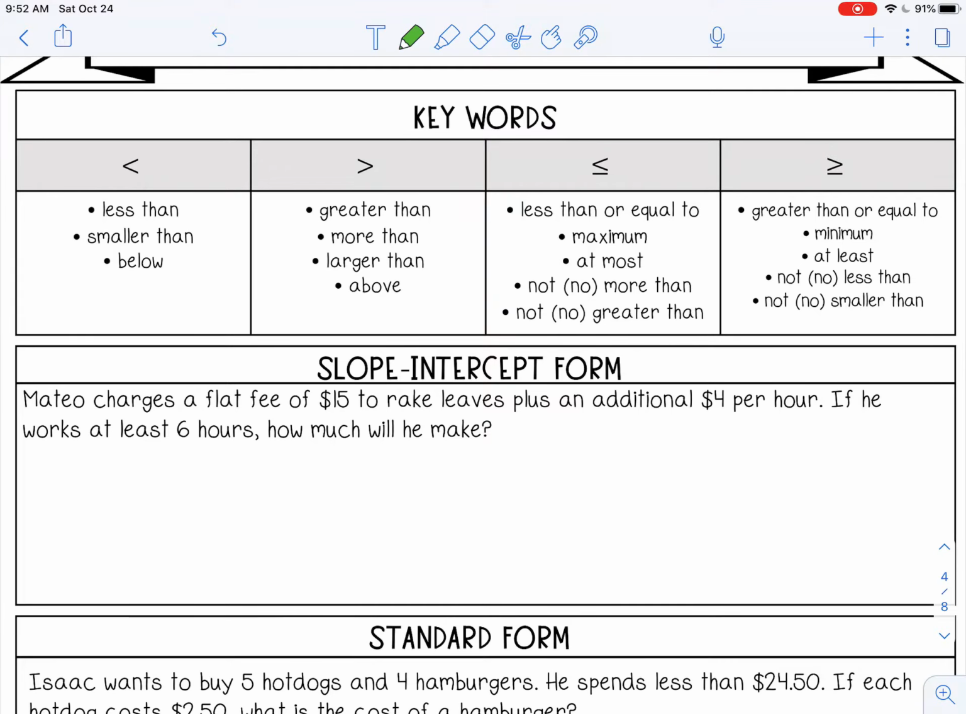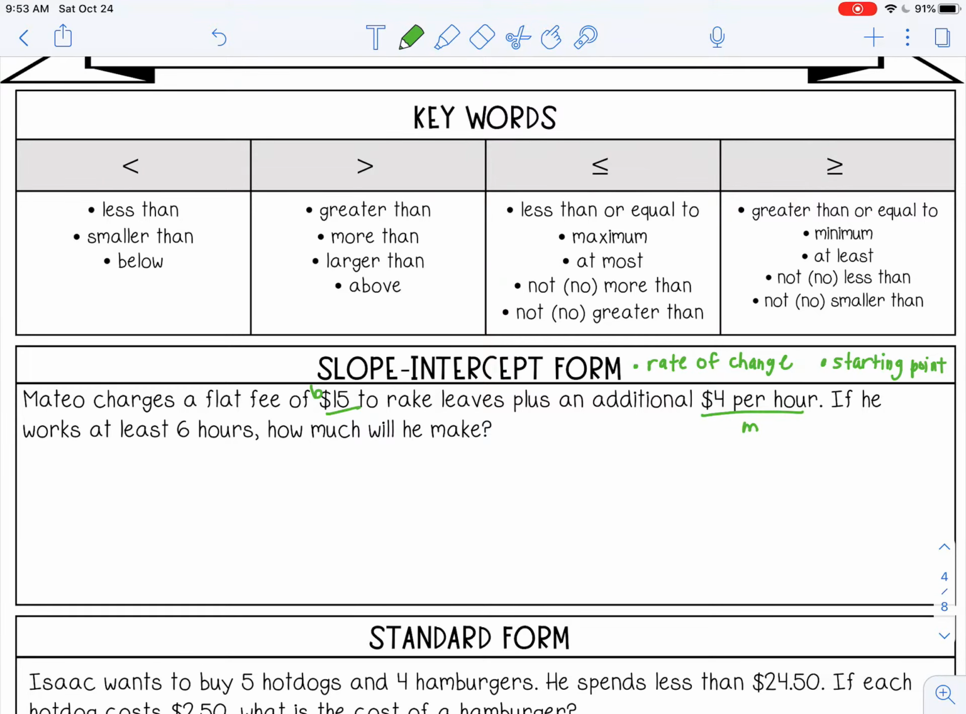Matteo charges a flat fee of $15 to rake leaves, plus an additional $4 per hour. So in slope-intercept form, you're looking for your rate of change. Remember, that's going to be usually something per something, money per hour, food per hour, whatever. And then you're looking for a starting point, which is going to be that $15 in this problem. So that's your B. This is your M.